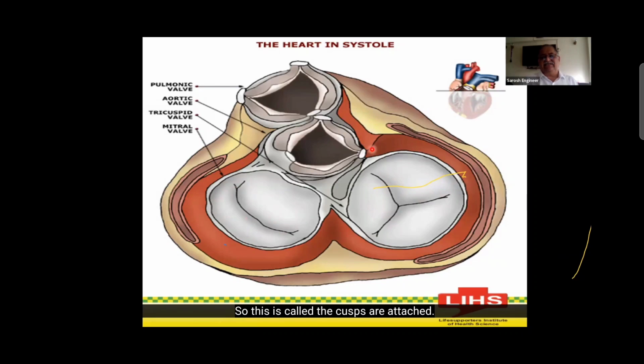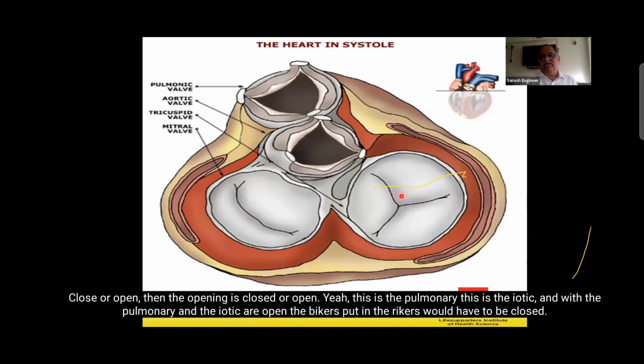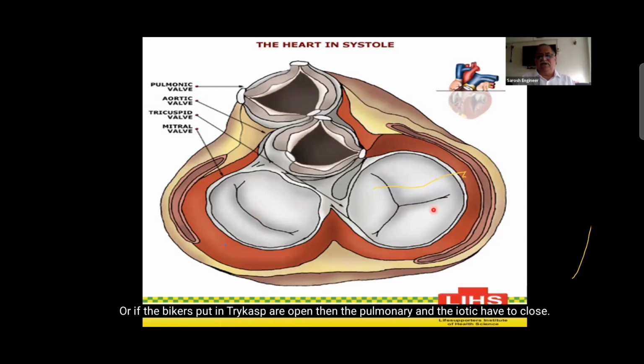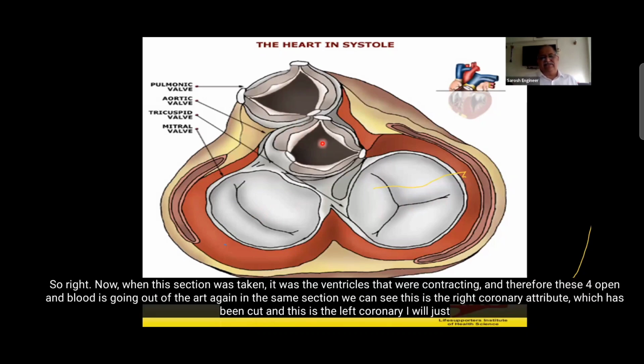The cusps are attached to the skeleton, and when the cusps are closed or open, then the opening is closed or open. Here, this is the pulmonary, this is the aortic, and when the pulmonary and the aortic are open, the bicuspid and the tricuspid have to be closed. Or if the bicuspid and tricuspid are open, then the pulmonary and the aortic have to be closed. So right now, when this section was taken, the ventricles were contracting, and therefore these two are open and blood is going out of the heart.